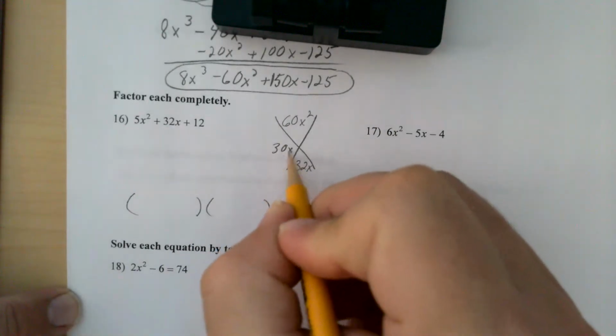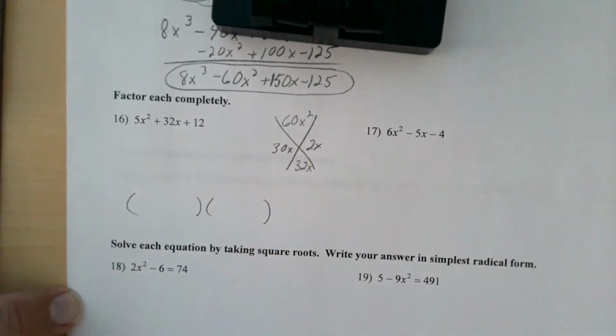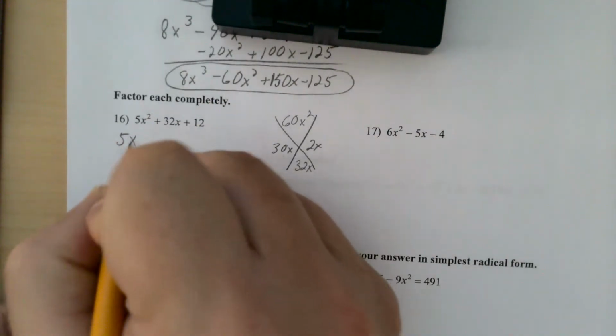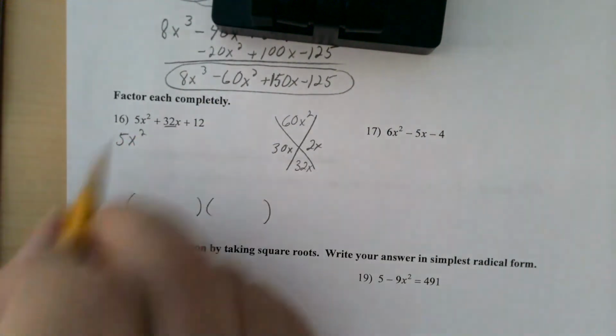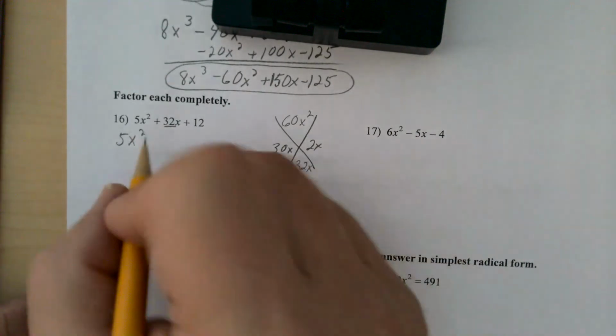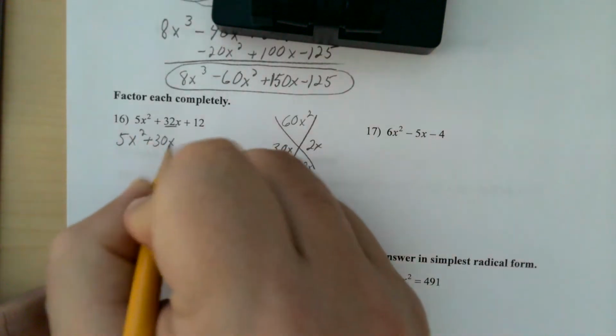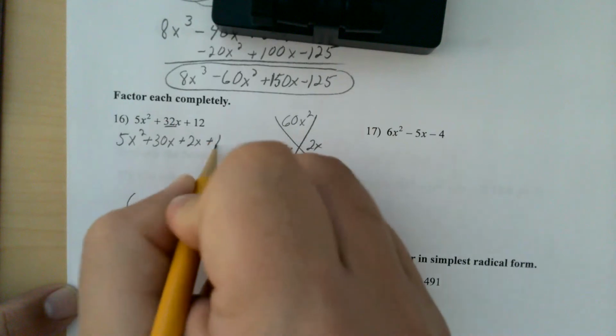I know it's a 30x and a 2x. That's what satisfies that diamond question. So what we're going to simply do is replace that 32. So the 5x squared stays 5x squared. I have 30x plus a 2x plus 12.